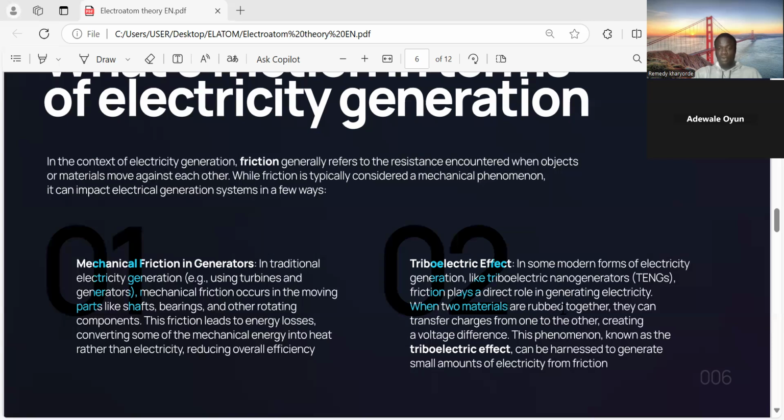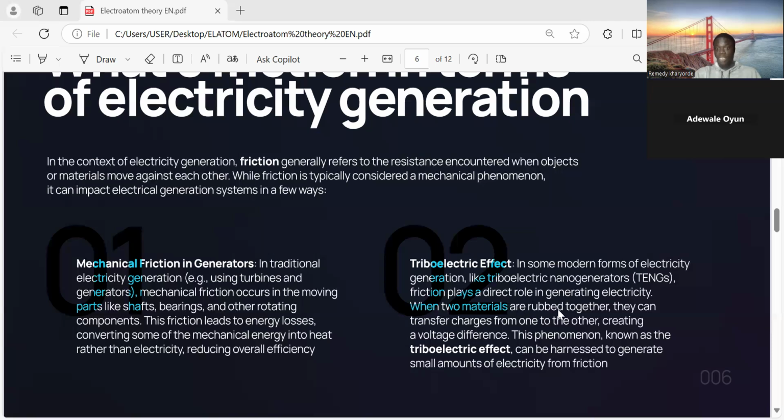So the next one, in comparison to the mechanical friction in generators, we have the triboelectric effect. In some modern forms of electricity generation, like the triboelectric nanogenerator, friction plays a direct role in generating electricity.